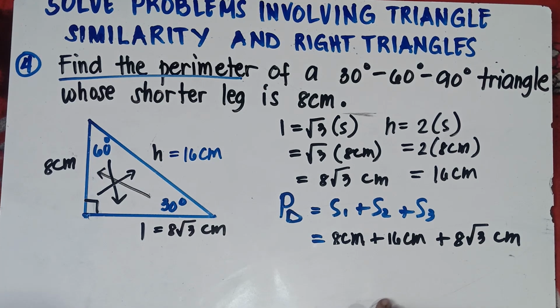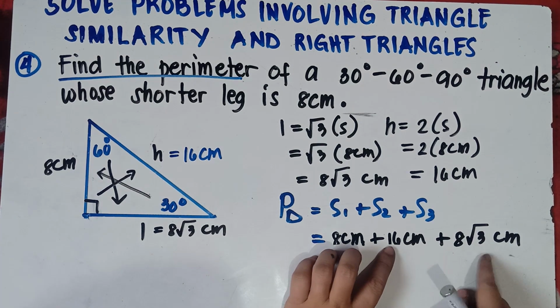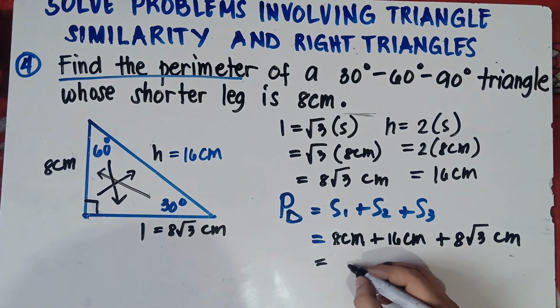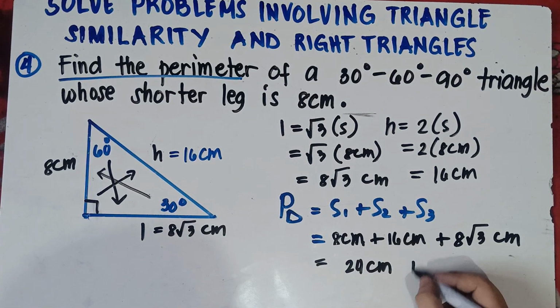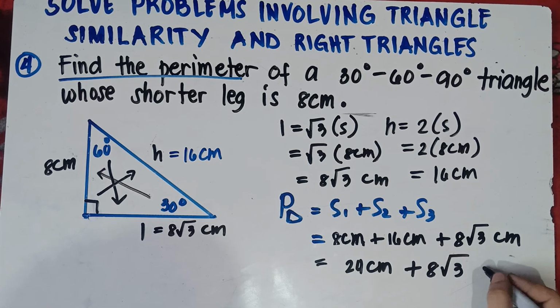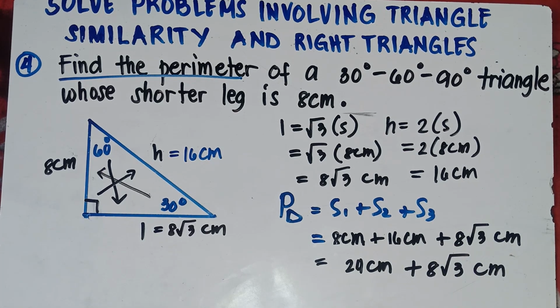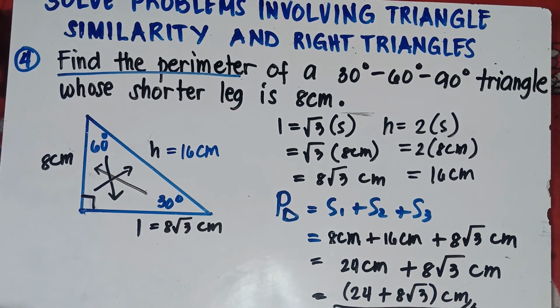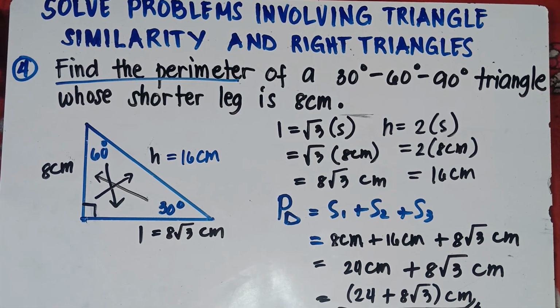Once again, class, we can only combine the whole numbers. We cannot combine this 16 and this 8 containing the radical symbol. Only this one, class, 8 and 16 centimeters. So 8 plus 16 centimeters, that is 24 centimeters, plus, copy this one, 8 square root of 3 centimeters. That's it, class. That's the answer for number 4. Or you can write this one as a whole: 24 plus 8 square root of 3, then you put parentheses, then centimeters. You can write that one, class. That's okay. Or you can have this one, class: 24 centimeters plus 8 square root of 3 centimeters. That's the answer for number 4.